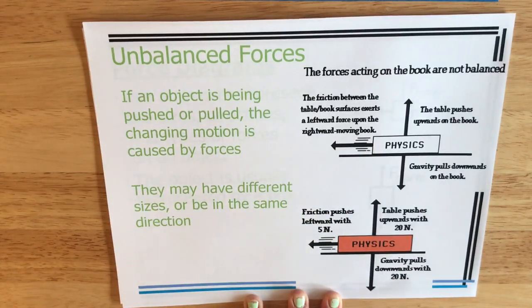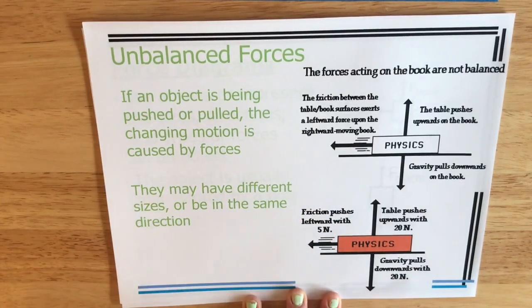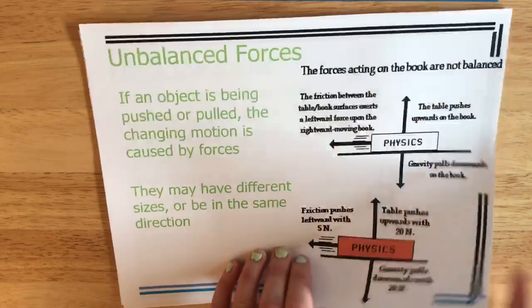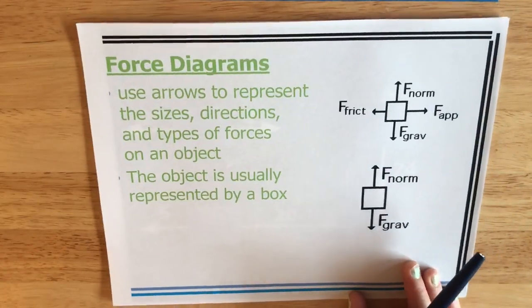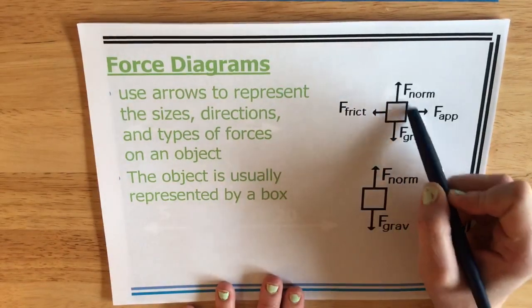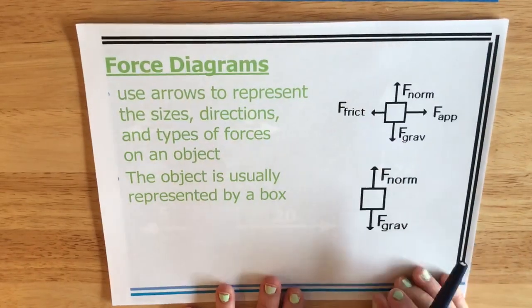All right, so it says these forces here may have different sizes. They might be in the same direction. They could be in different directions, whatever it might be. It just depends on what we're looking at. So now moving on to what I had mentioned before, your force diagrams. Whatever object you're talking about, you're going to use a square to represent it.